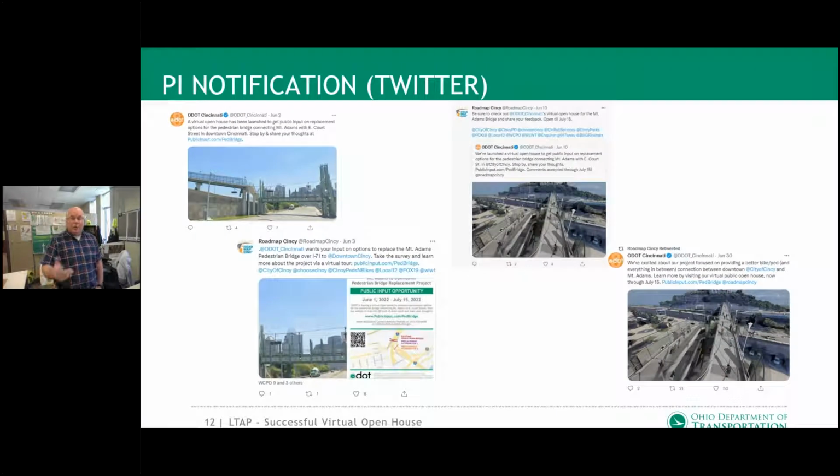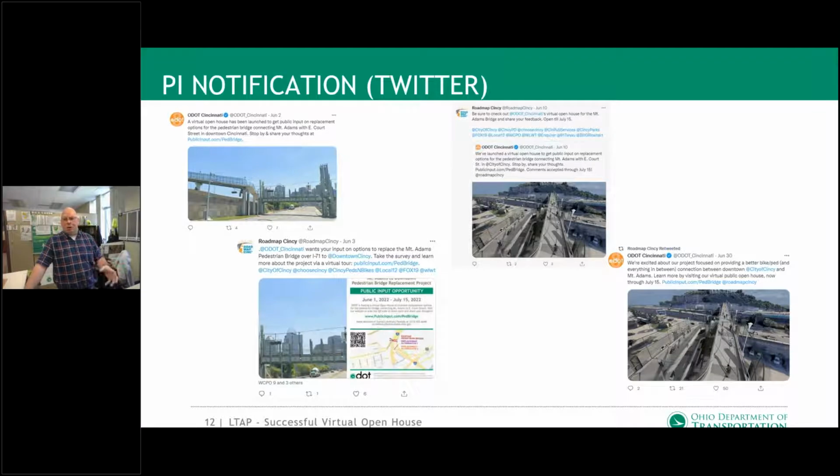Here's examples of our Twitter posting that we did. I specifically focused on this because Twitter was the most frequently used means to get to our project website. The project website is able to track where people came from through cookies, and Twitter was the most frequent way that people came to our project website. Talking to the PIO office, when you're in an urban area, it seems like Twitter is the most frequently used social platform to notify the public.